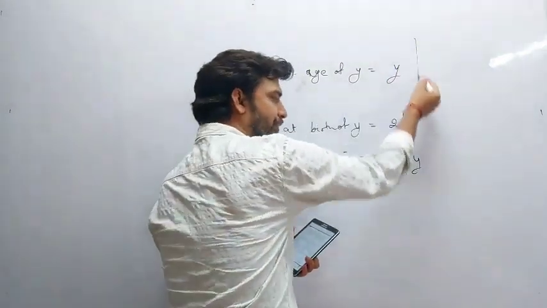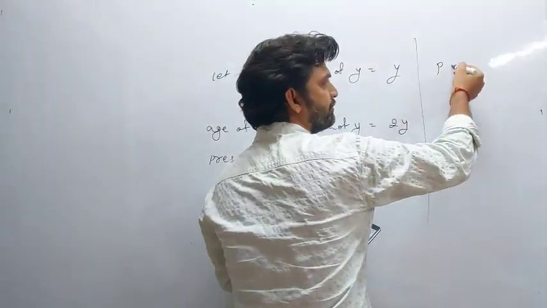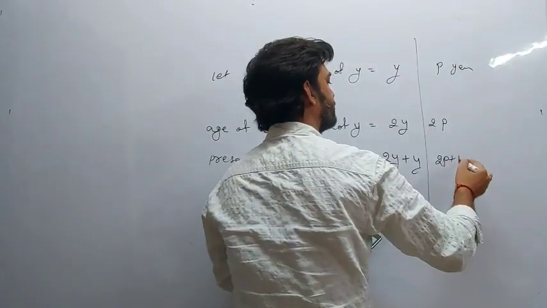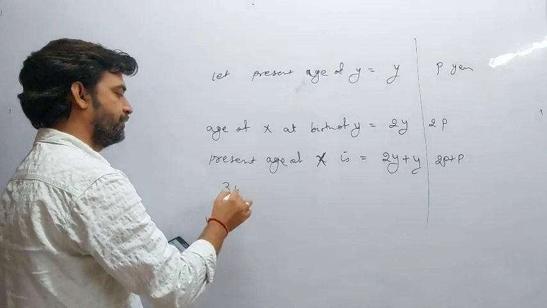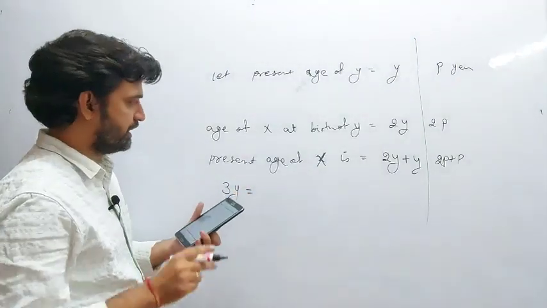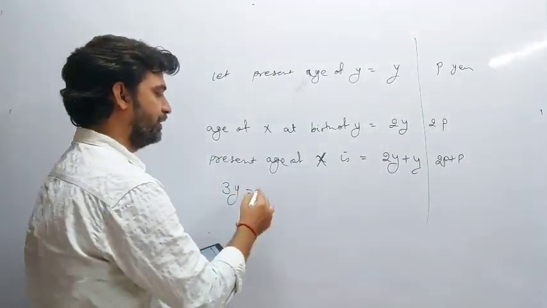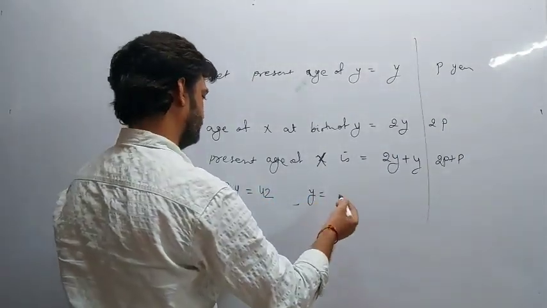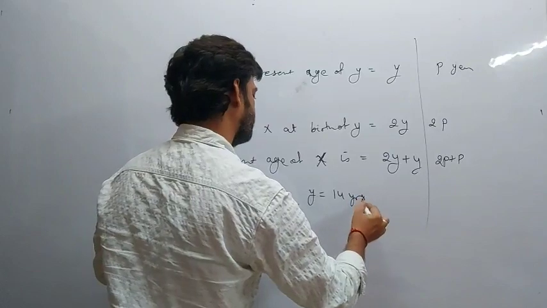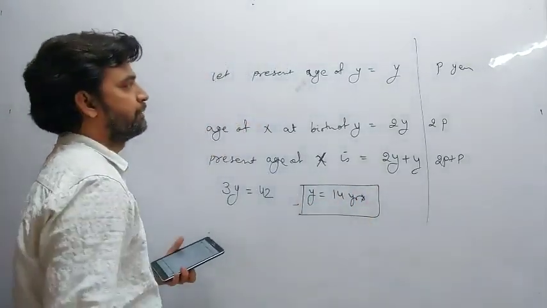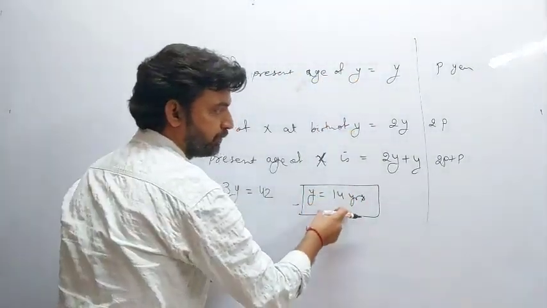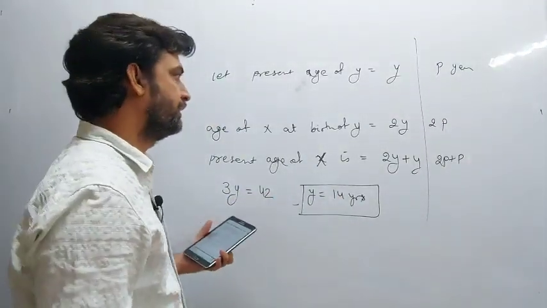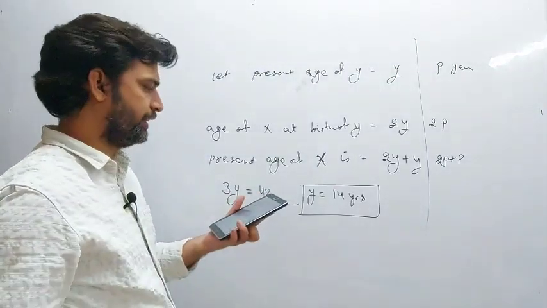Or we can say it this way also: we can take P years, so this becomes 2P, and the present age becomes 2P plus P. That means the total becomes 3Y. But according to the question, the present age of X is provided, which is equal to 42. So Y becomes 14 years. That means the present age of Y is 14 years. Clear? And the present age of X is already provided.